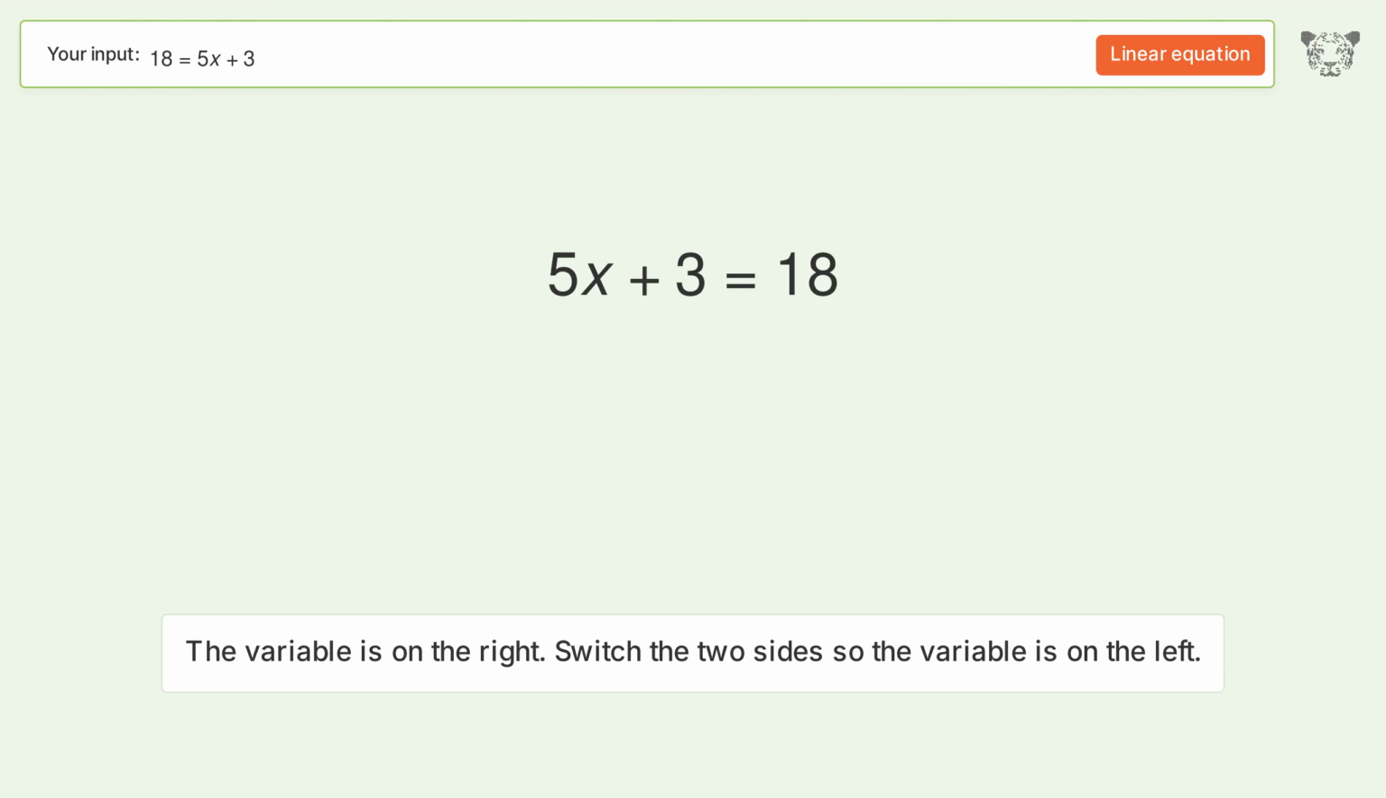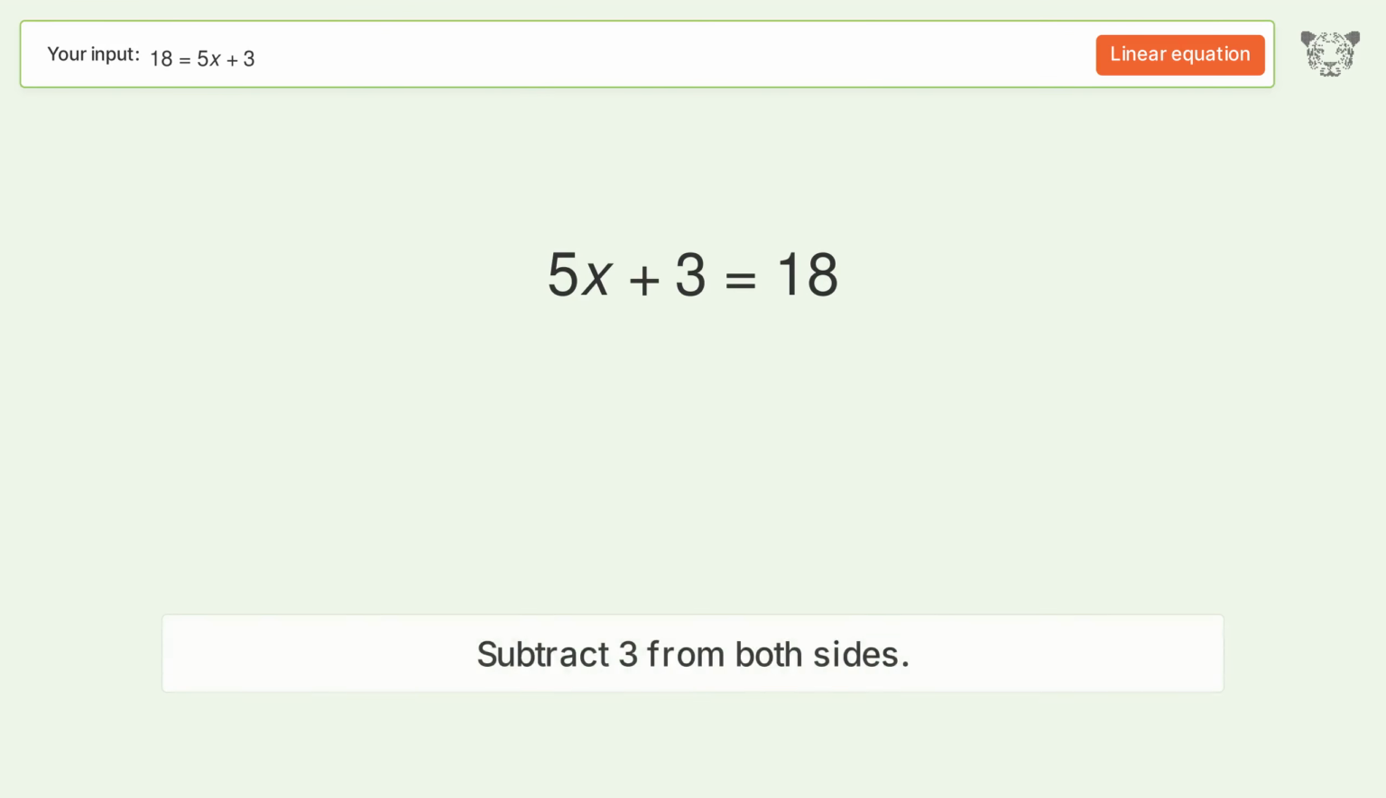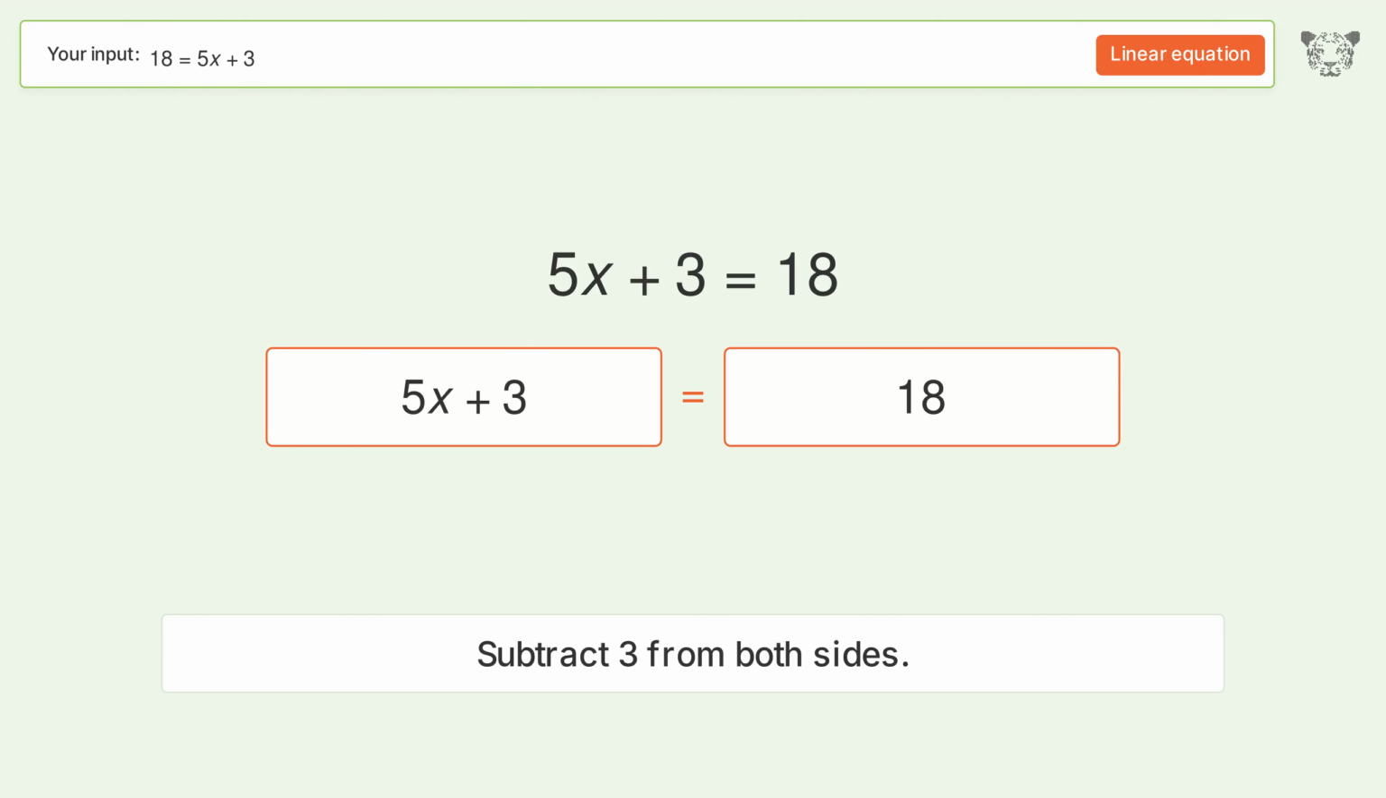The variable is on the right. Switch the two sides so the variable is on the left. Subtract 3 from both sides so the variable term stands alone. That gives 5 times x equals 15.